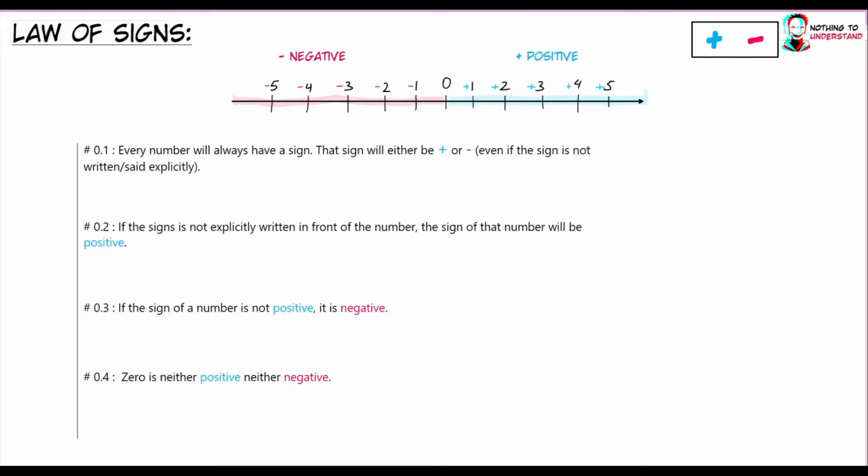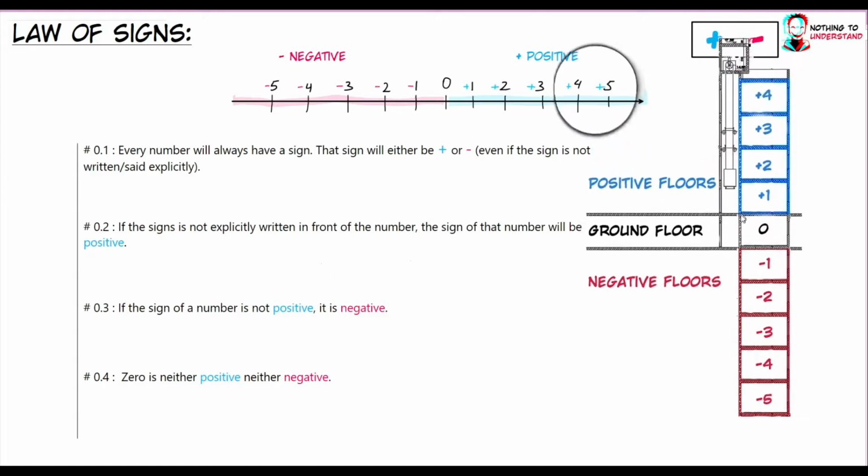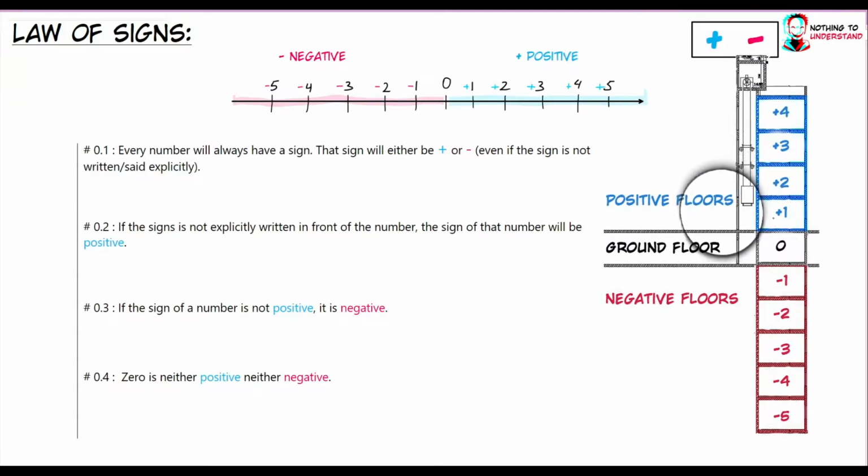You need to see positive and negative numbers as floors in a building. So there is the ground floor, which will be 0. And then if you go up in the floors, it will be positive 1, positive 2, positive 3, positive 4 floor. And if you go underground, down, you will be minus 1, minus 2, minus 3, minus 4, minus 5, etc. So the first law tells us that every number will have a sign.